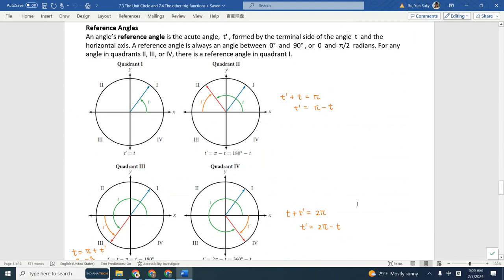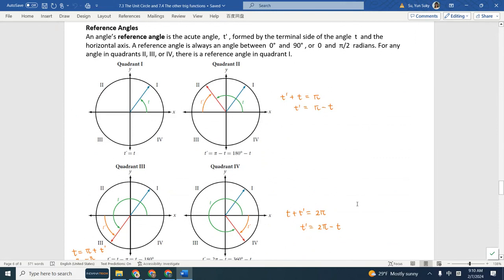Right, the angle made with the x-axis is the same as the T. But quadrant 2, that's my T. Then the angle made with the x-axis is now this one, right? And you can see that. Okay, so you can see this angle plus this angle is pi, right?